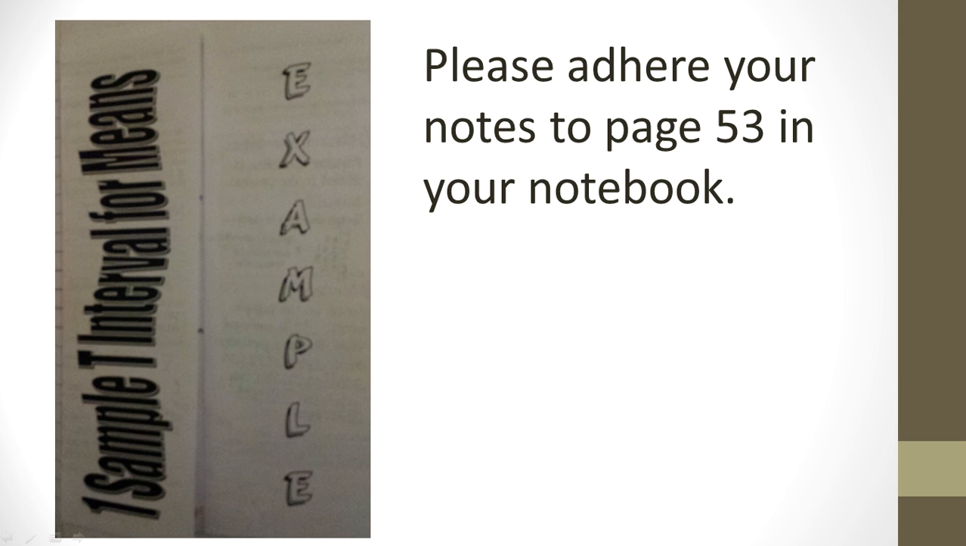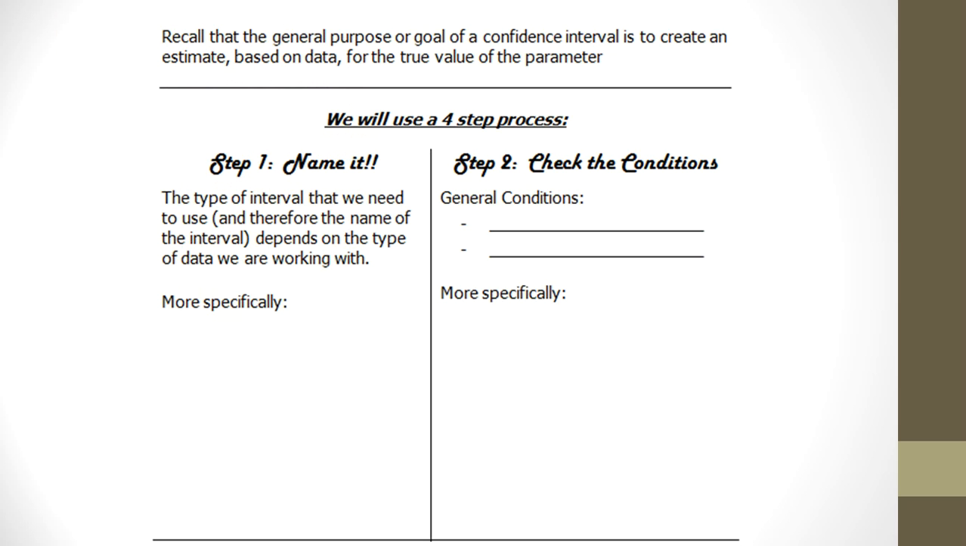Today we're going to be talking about the one sample t-interval for means. We're going to be going through the steps and an example similar to how we did last week. With a confidence interval, we will still use a four-step process, and we'll keep using this process over and over throughout the rest of the semester. With quantitative data, the process is very similar to as it was for categorical data with some minor tweaks.